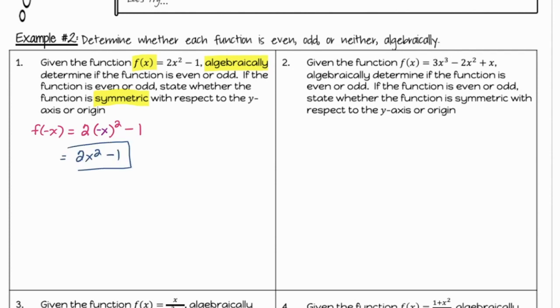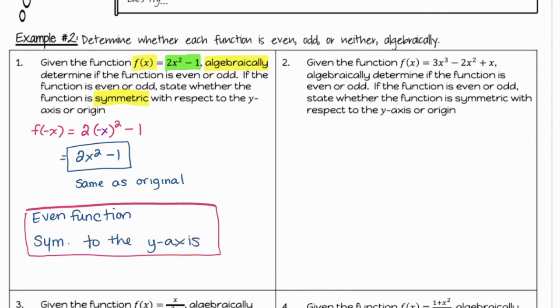And I am. If I look at that piece, I see that it's exactly the same thing that we originally had, 2x squared minus 1, which means that I was able to show same as original, this function is an even function. If it's an even function, what is it symmetric to? Symmetric to the y-axis.